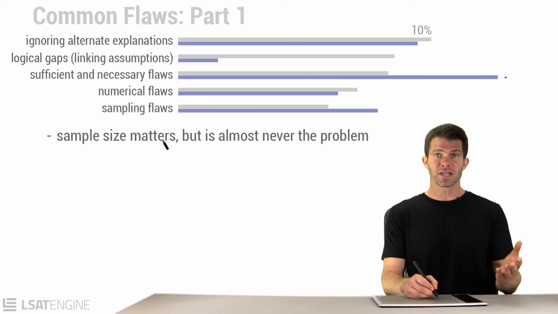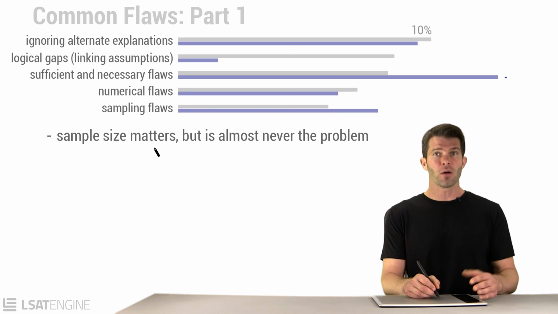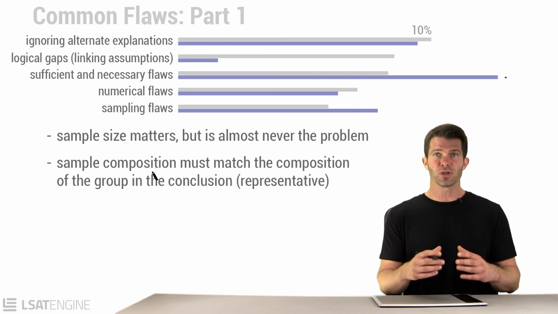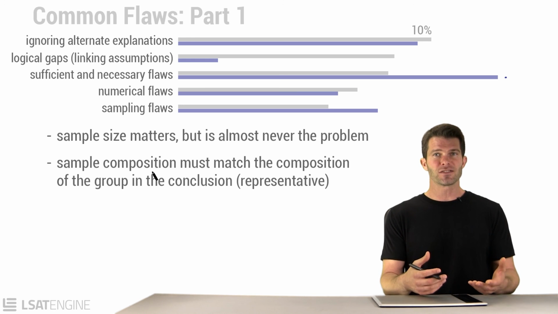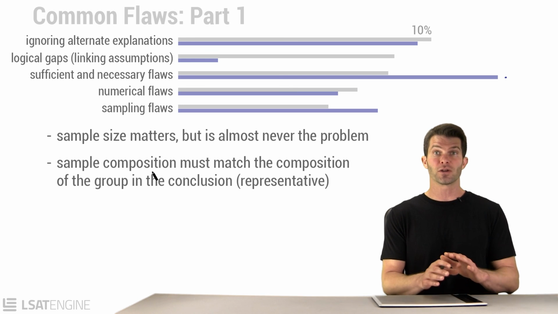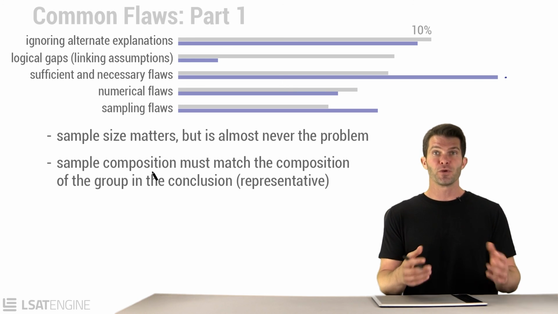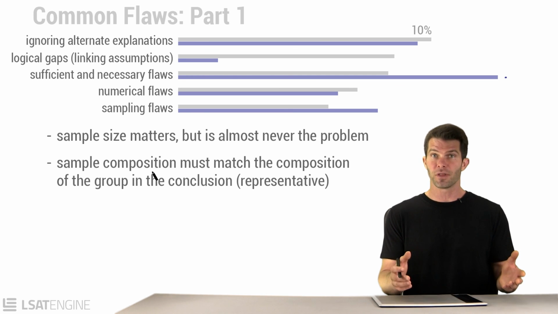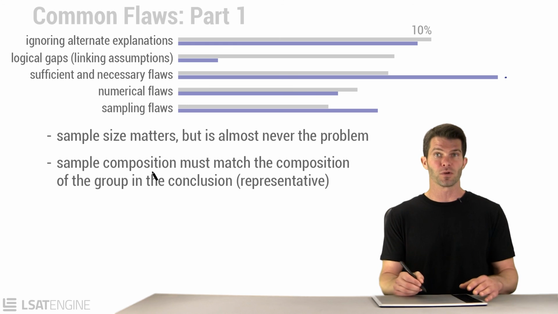And so you can't just have 2 people in your sample, but it's almost never the sample size that's the problem. Usually the problem is the composition of the sample. You got to make sure that the people you're surveying are the same kinds of people that you are concluding about. If you want to draw conclusions about everybody, you can't just have a survey of college professors or factory workers. That would only be appropriate if you were concluding about college professors or factory workers.